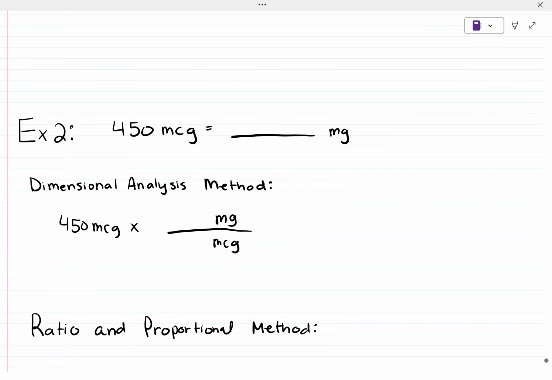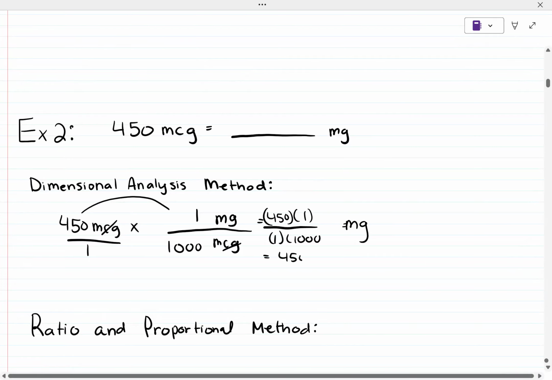Okay, and then use your table. So what's the relationship between mg and mcg? So we know that for 1 mg, there is 1,000 mcg. Okay, and then when you're multiplying fractions, multiply across. So this has an invisible denominator, 1. And then as you can see, that mcg cancels. So your final units will be mg. And then go ahead and multiply across. So what's 450 times 1? And then on the bottom, what's 1 times 1,000? So that's 450 over 1,000, right?